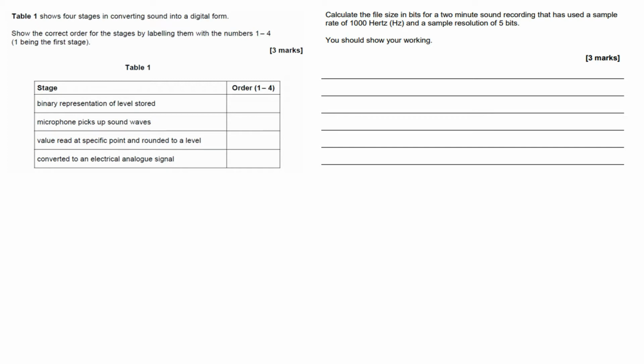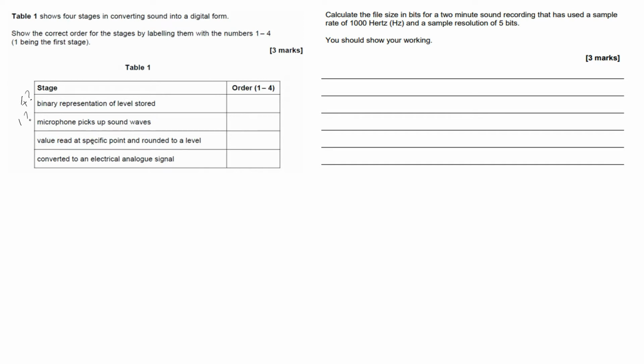So binary representation of level stored, well, that's going to be the final one, I would have thought. So I'm just going to put here 4 question mark just for later. Microphone picks up sound wave. That, I would imagine, is going to be our first one, because you're going to have to pick up the sound before you can do anything else.